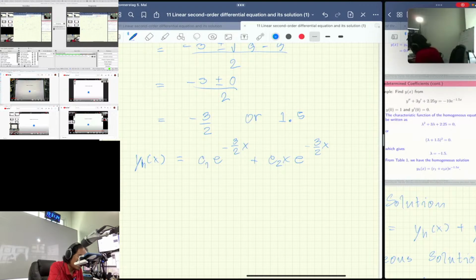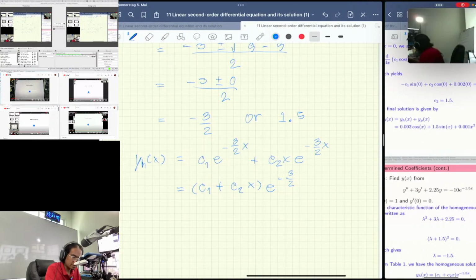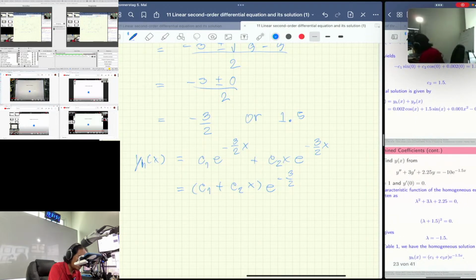Of course, the simple form will be, we move the common term out of the parentheses, and we get C1 plus C2x in exponential negative 3 by 2x. All right, we're going to get somehow like that. And this is the homogeneous solution, right? Now let's take a look at the complete solution. Now we need to find the particular solution.